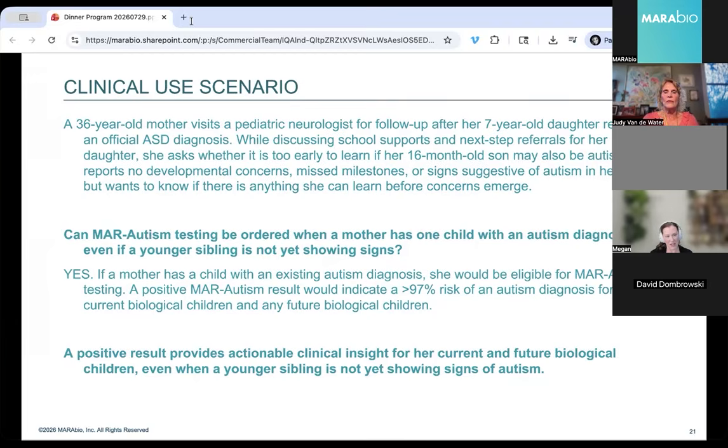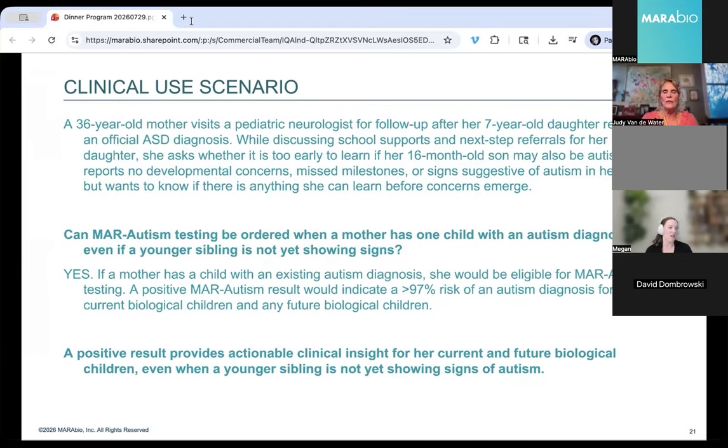Maybe she doesn't have any developmental concerns right now or hasn't noted any significant missed milestones. But that worry is there for that mother, and she wants to know, is there anything she can learn before concerns emerge? Well, in this case, the MAR autism test can be ordered for the mother. She already has one child who has an autism diagnosis. And in this case, the younger sibling isn't even showing signs, but she does meet the indication for testing because she already has one child who has an autism diagnosis.